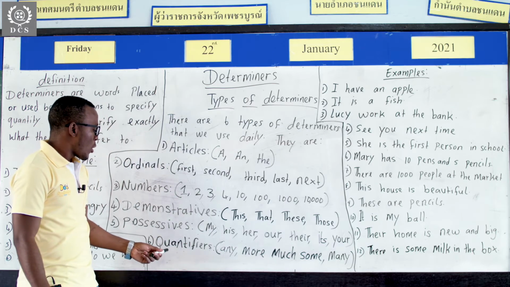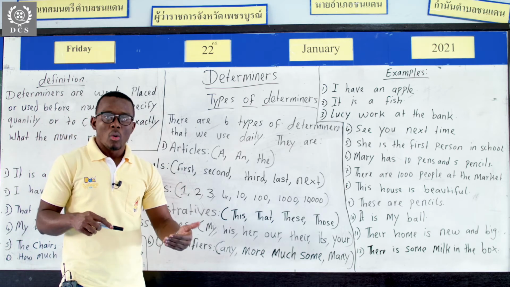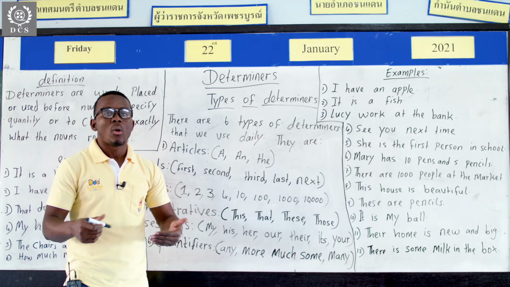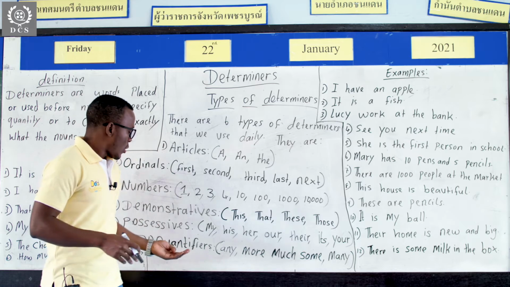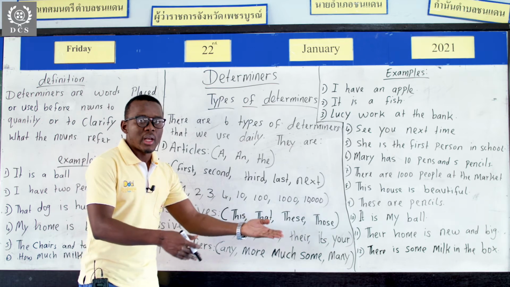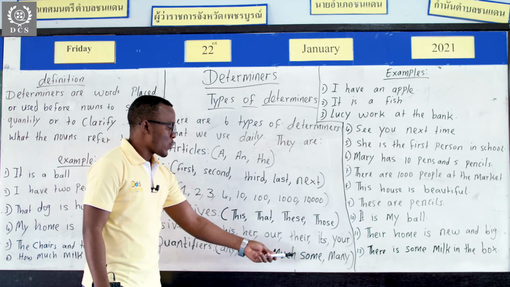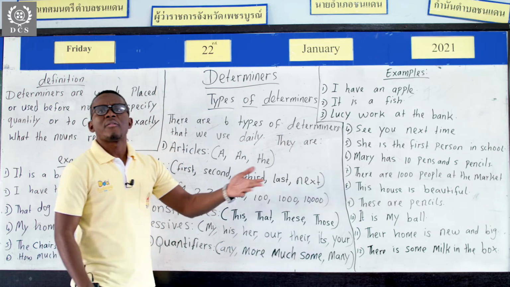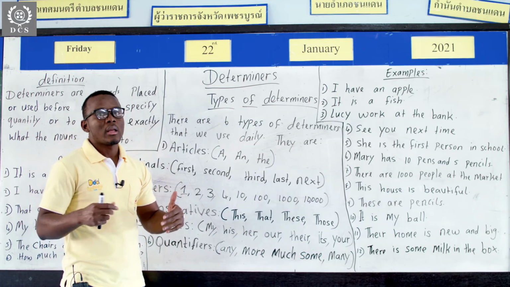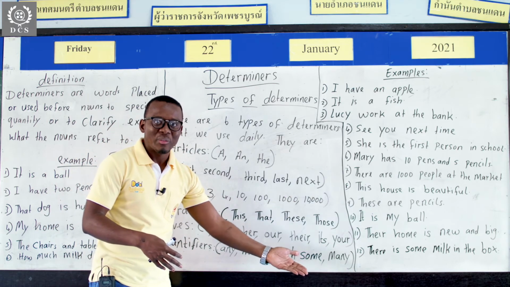The next one is quantifiers. Quantifiers are used to show or to clarify quantity, exactly how many or how much something is. So we use quantifiers to show exactly what quantity of that thing is available. We have any, more, much, some, many, a few, a little, and so on and so forth. There are a lot of them used to show exactly what quantity of a certain thing is available. I hope you get the point, right?